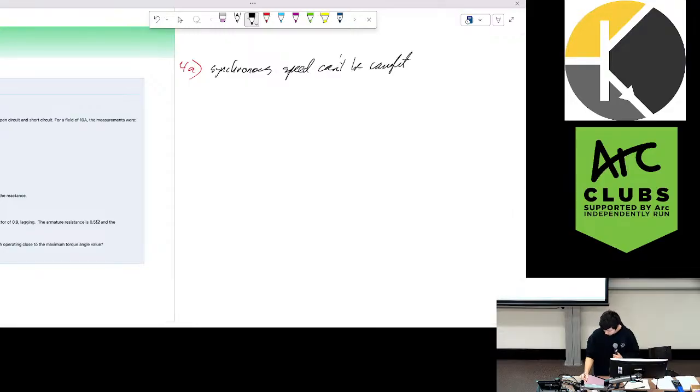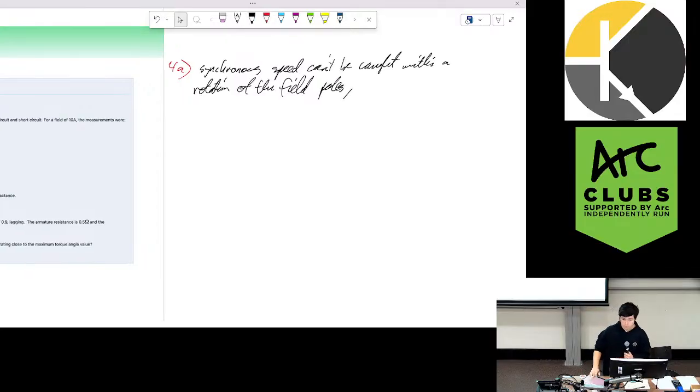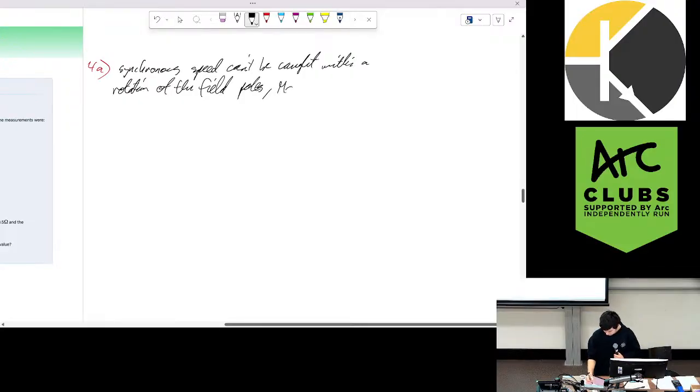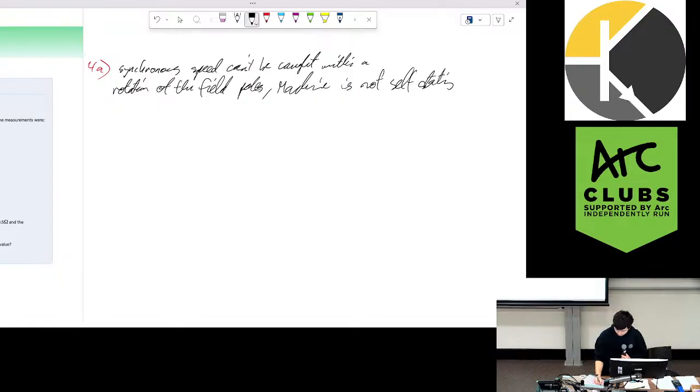And what I mean by that is, it can't be caught within a rotation of the field poles. And to put it quite a bit more frankly, the machine is not self-starting. Due to slippage, a net zero torque is experienced.